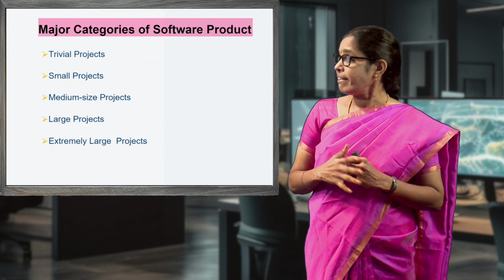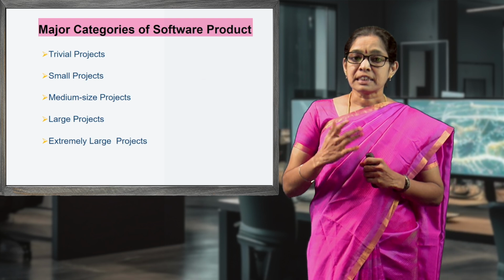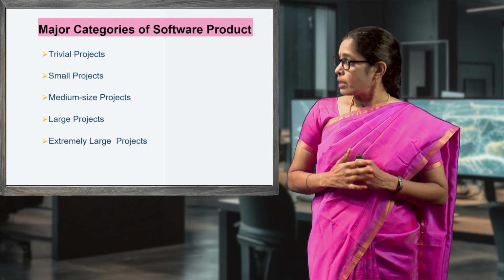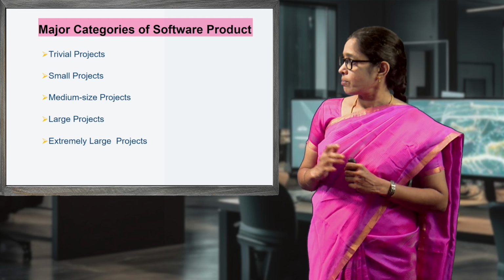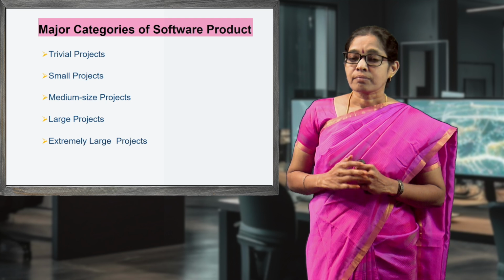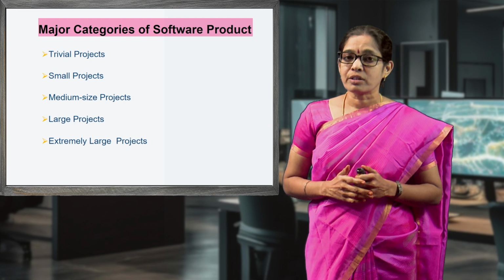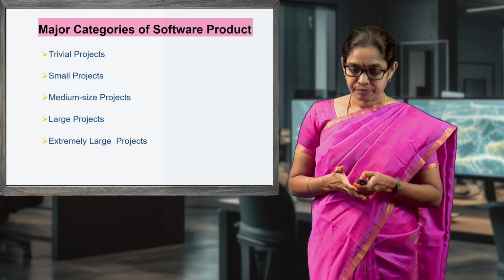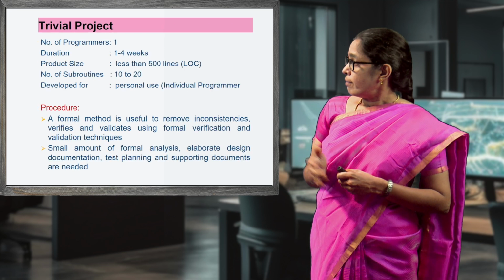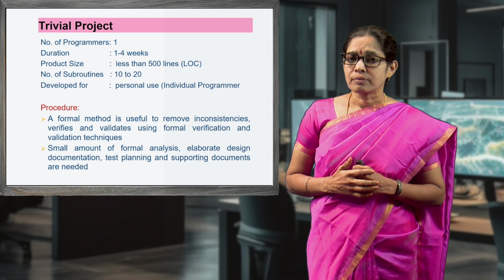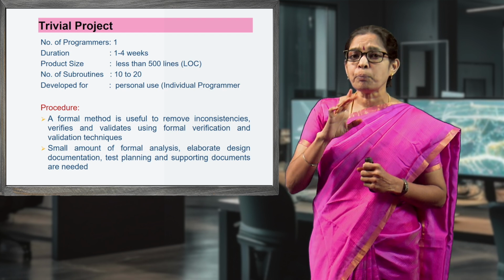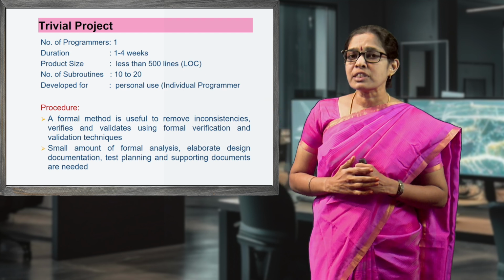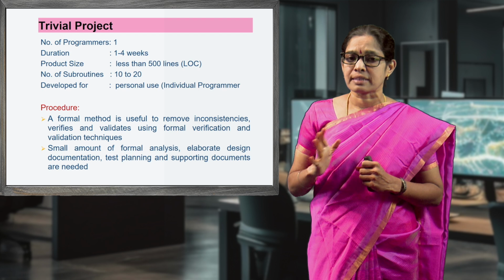The major categories of software products are: trivial projects, small projects, medium size projects, large projects, and extremely large projects. Let us see a concise description of each category. First one is the trivial project. Here only one programmer is involved in this project category. The duration of this project is 1 to 4 weeks.